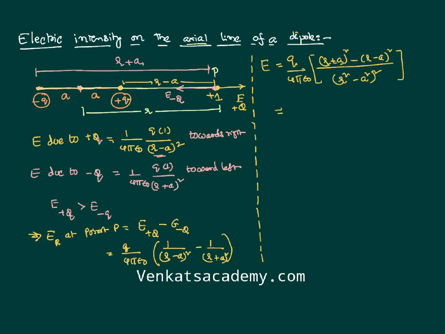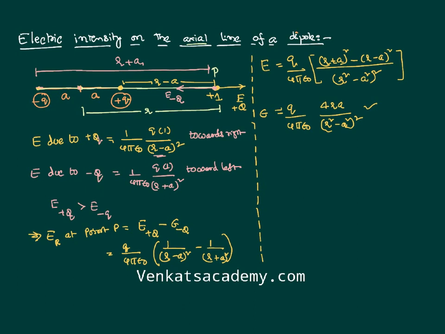Let us simplify this further. The electric field intensity on the axial line is Q by 4 pi epsilon naught. This is R square plus A square plus 2RA. This is R square plus A square minus 2RA. Therefore R square and A square will cancel, and 2RA and 2RA is equal to 4RA, over (R square minus A square) whole square. This is the answer for E resultant. We can take this as a given, standard result.